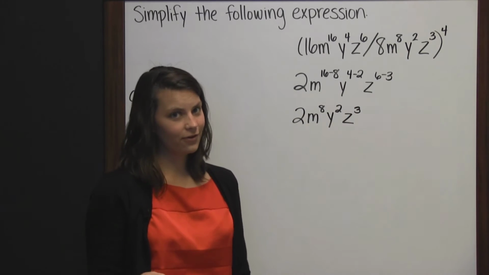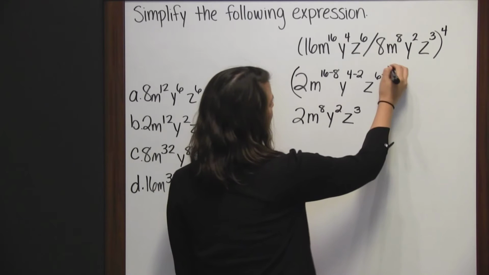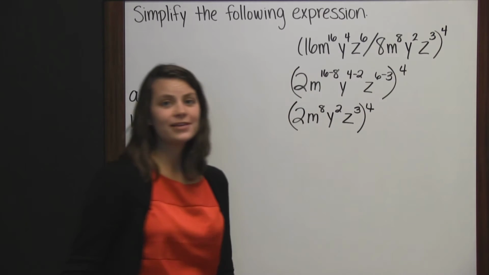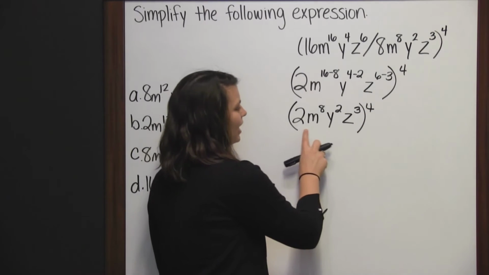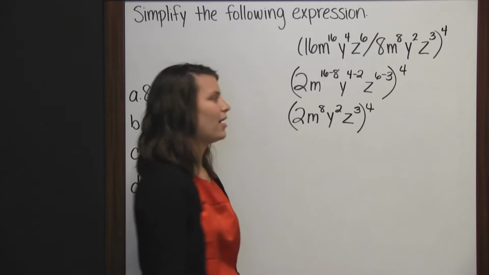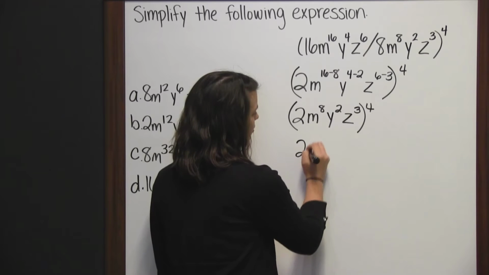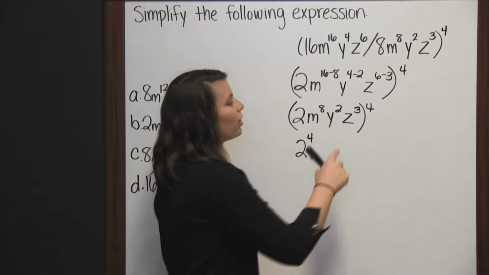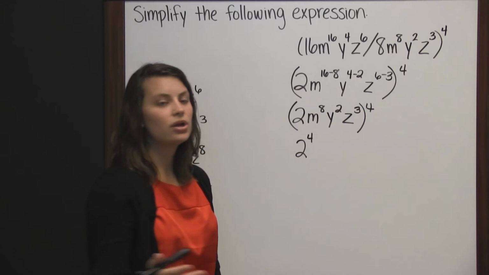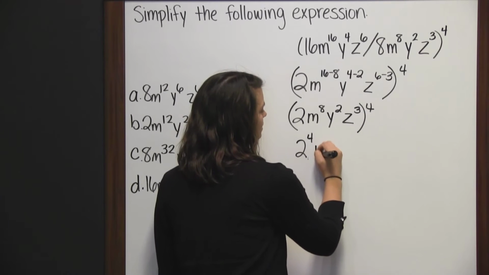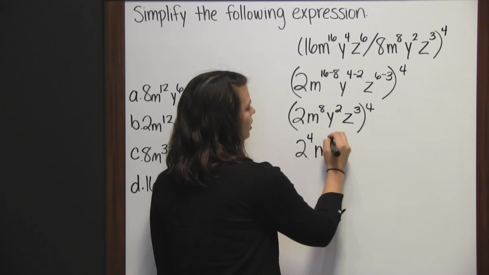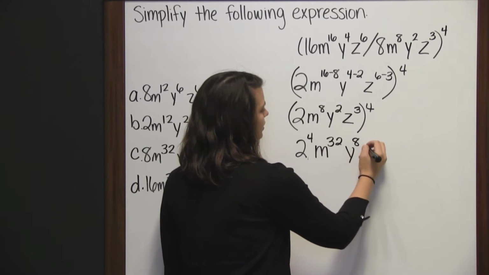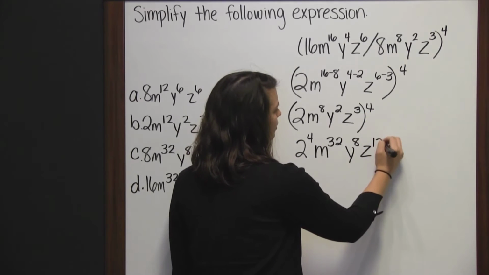We have to be very careful to not forget that all of this is supposed to be raised to the 4th power. So we're not done yet. Now we need to raise everything inside our parentheses to the 4th power. So we'll start with 2 to the 4th. Then we have m to the 8th raised to the 4th. We're raising a power to a power, so we must multiply our exponents. So m to the 8 times 4 is 32. Y to the 2 times 4 is 8. And z to the 3 times 4 is 12.